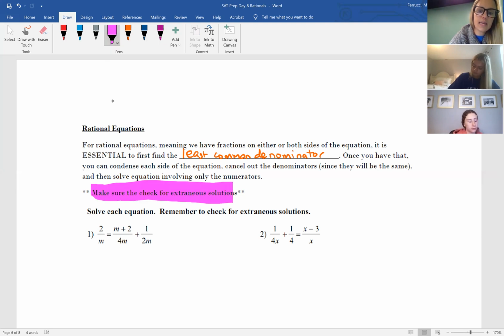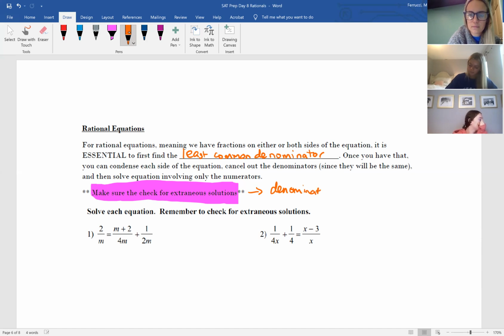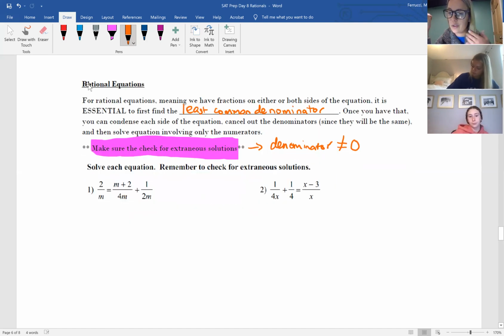So extraneous means solutions that if you were to plug them in, they wouldn't check out because the denominator would be 0. So denominator cannot equal 0. Okay. So when you check for the extraneous solutions, mostly you could just plug it into the denominator to see if it gives you 0. If it doesn't, then you're fine.